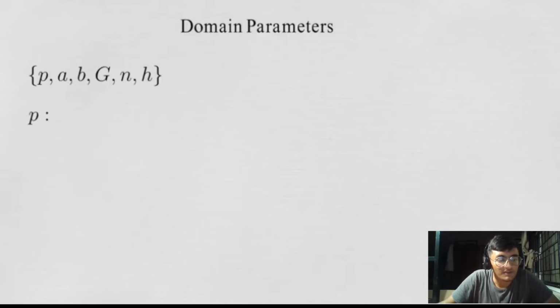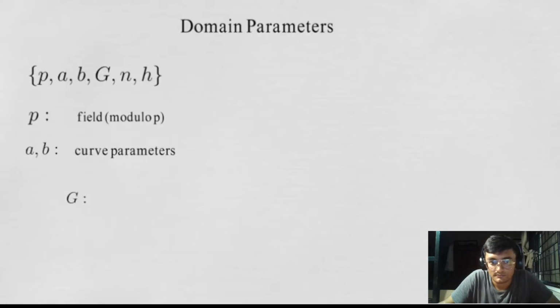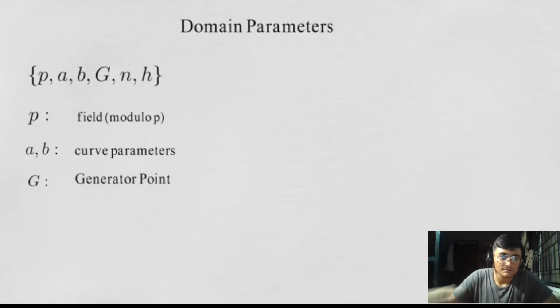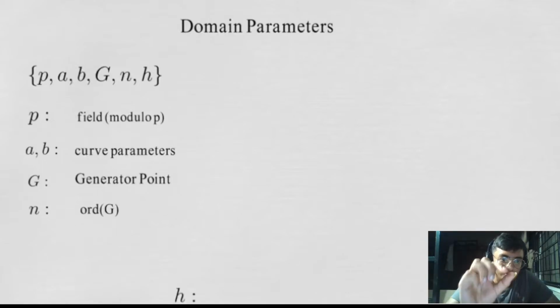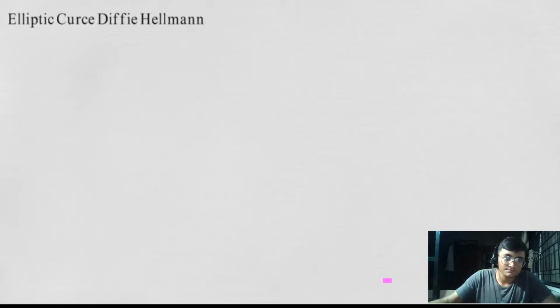These are the public information which are available to everyone. So P is the field modulo. A and B are the curve parameters. These A, B and P, together with the generator point, define the curve, and N is the order of G and H is the cofactor here.